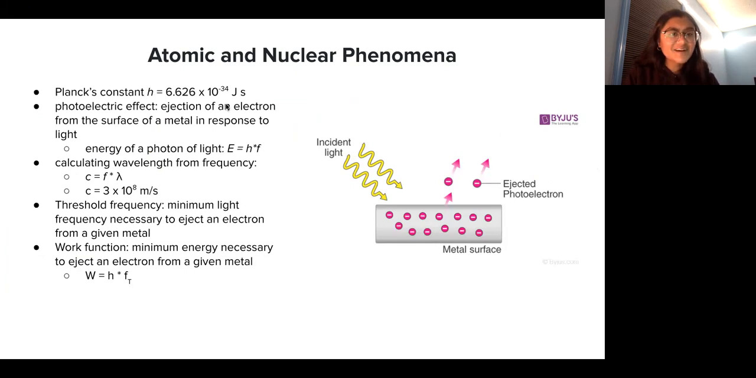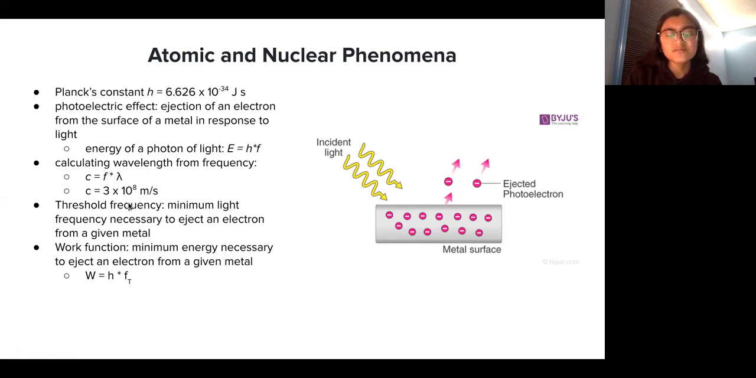Planck's constant is a constant that you should definitely know. The photoelectric effect is just an ejection of an electron from the surface of a metal in response to light. This relates to the energy of a photon: the energy of a photon of light will be equal to Planck's constant times the frequency of the incident light. You can calculate wavelength from frequency by knowing that the speed of light, 3 times 10 to the 8th, is equal to frequency times wavelength.